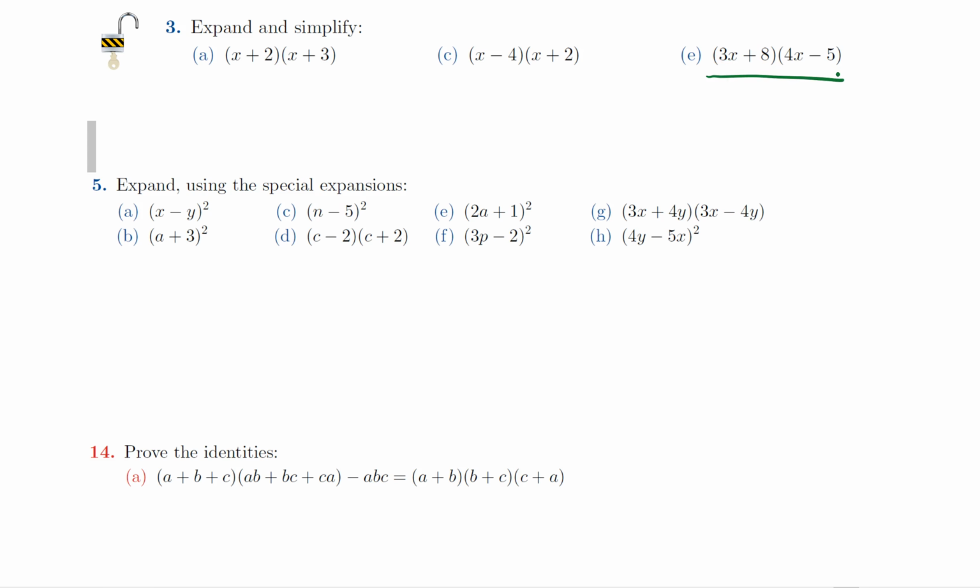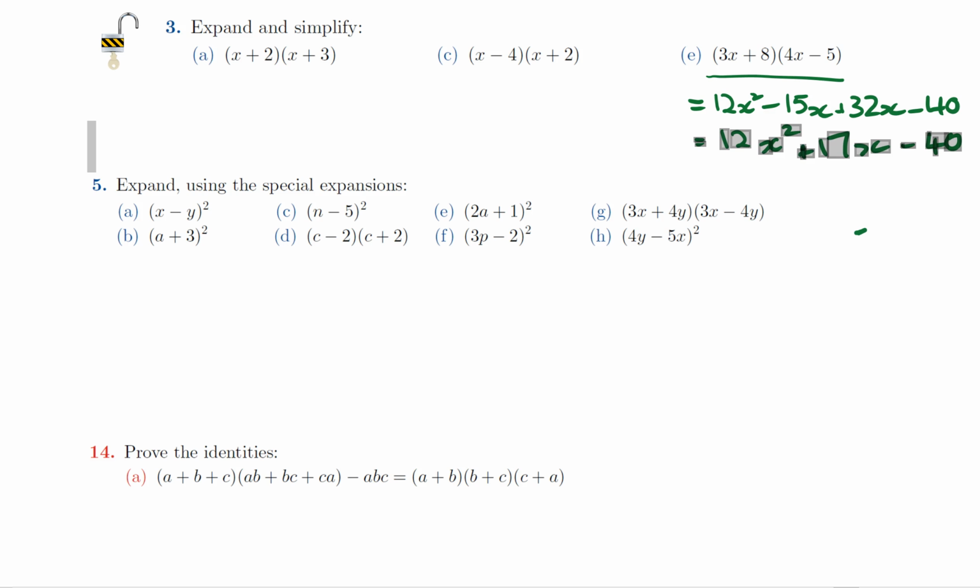When we look at it, it's not one of the patterns that we had up above in terms of being a binomial squared or a difference of squares. It's just a multiplying out one. So when we do that, our 3x times 4x gives us 12x squared. Our 3x times negative 5 gives us negative 15x, plus 32x and minus 40. And then we gather like terms. So we've got 12x squared, plus 17x, minus 40.